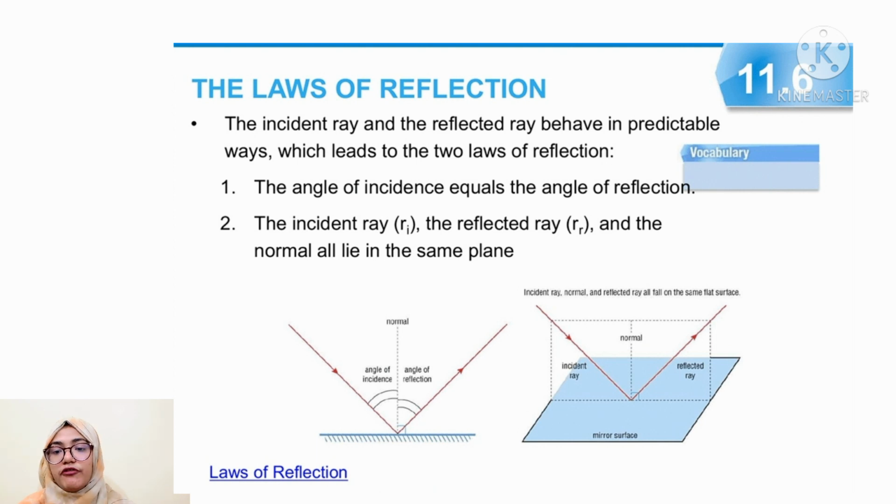When a beam of parallel light rays is incident on a smooth and plane surface, the reflected rays will also be parallel. And this phenomenon is called regular reflection.